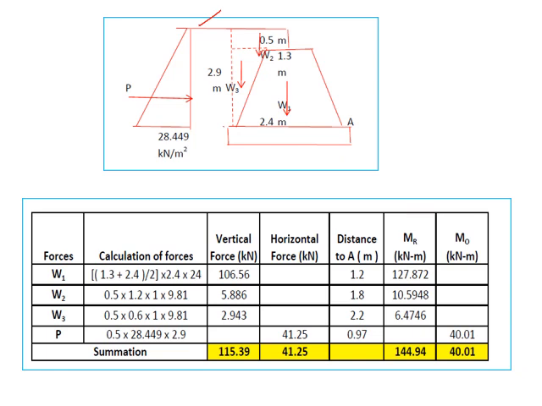So now what is the weight of this weir? It is (1.3 plus 2.4) by 2 multiplied by the height, 2.4, into 24, which is the unit weight of concrete, which comes to 106.56.